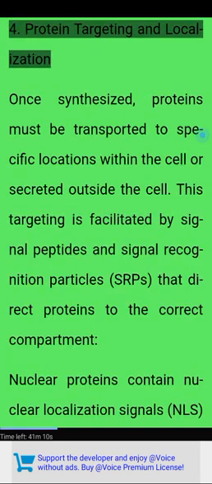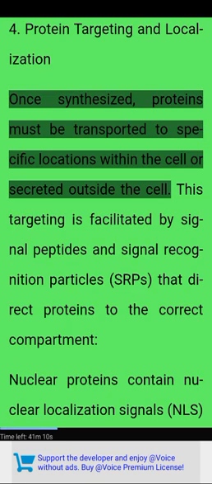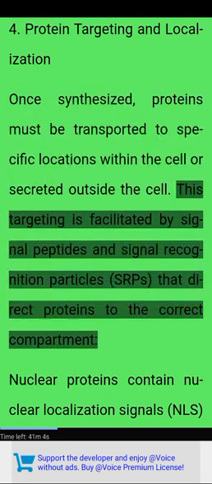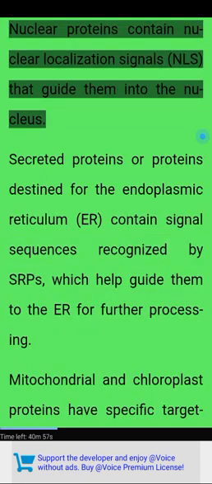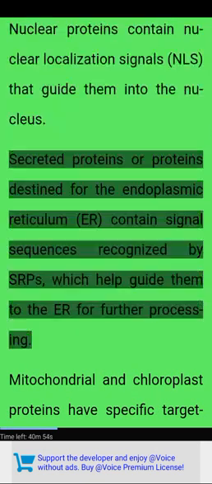4. Protein targeting and localization. Once synthesized, proteins must be transported to specific locations within the cell or secreted outside the cell. This targeting is facilitated by signal peptides and signal recognition particles (SRPs) that direct proteins to the correct compartment. Nuclear proteins contain nuclear localization signals (NLS) that guide them into the nucleus.